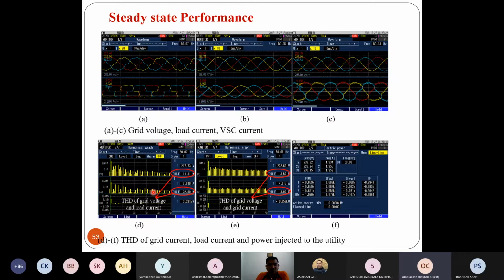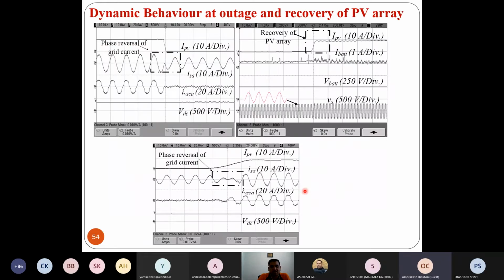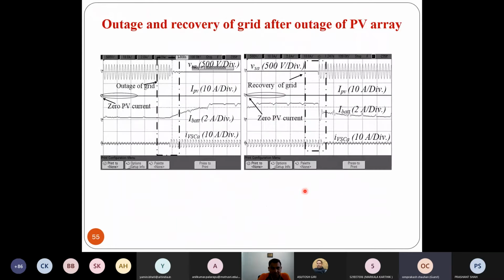However, once we switched on this voltage source converter, we found that THD of grid voltage as well as grid current is within the limit of IEEE 519. It should be less than 5%. So we are getting 3.52 and 3.99 in grid voltage and grid current. However, the power injected is around 2 kilowatt, 1.97 kilowatt power has been injected to the grid.